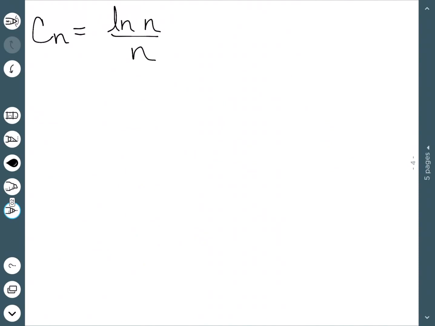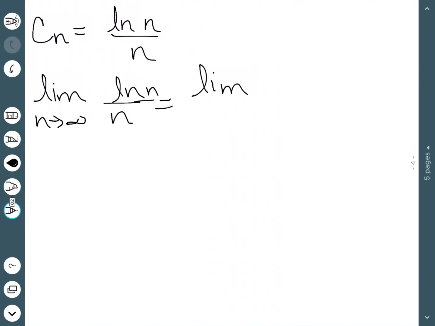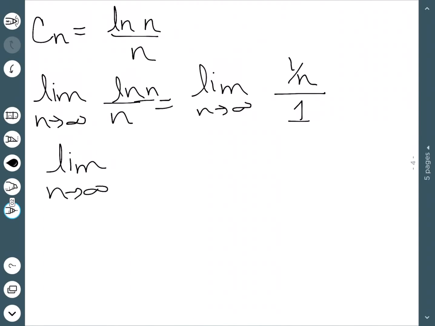Next, let's consider this one, c sub n equal to ln n over n. Once again, if we try to take the limit directly of ln of n over n, we do have infinity over infinity. So let's use L'Hopital's rule. The derivative of the natural log is going to be 1 over n, and the derivative of the denominator is going to be 1. So now I have the limit as n goes to infinity of 1 over n, which we know is just 0.